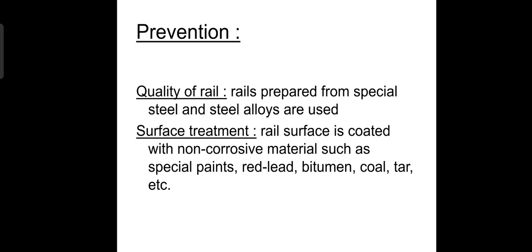Prevention. Quality of rail: rails prepared from special steels and steel alloys are used. Surface treatment: rail surface is coated with non-corrosive materials such as paint, special paints, red lead, bitumen, coal tar, etc.